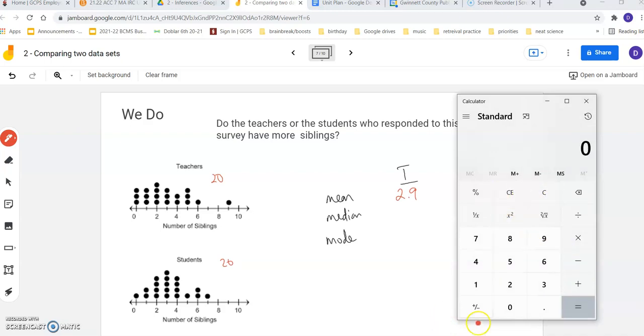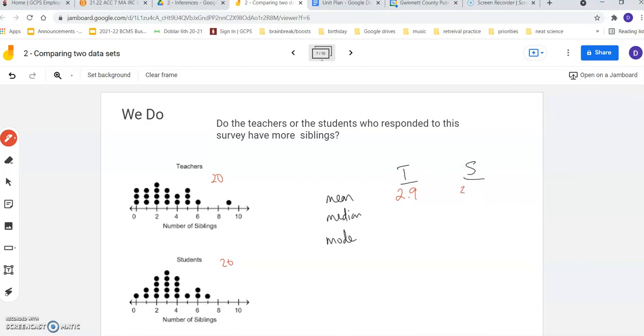And let's go to the students. 0. 2 1s will make 2. 4 2s will make 8. 5 3s will make 15. 4 4s will make 16. And a 5 and 2 6s and a 7. 65 divided by 20. Looks like they're a bit higher, a little more than 3 siblings. So the students have a higher average. Let's look at median and mode as well.